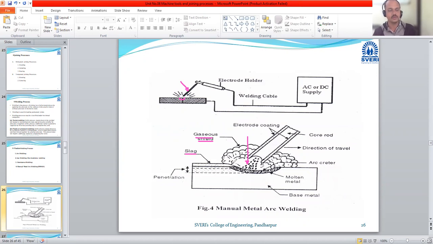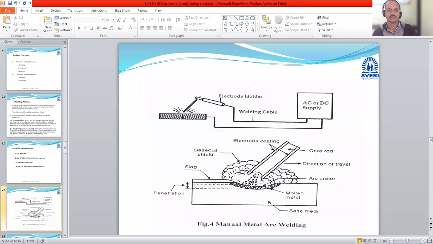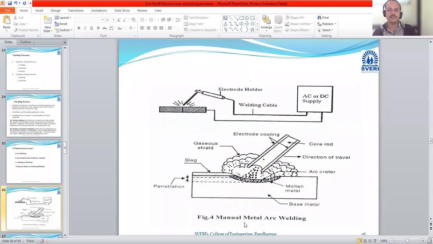Okay, now we have some videos. I will see which videos we have. So up to that, you do one thing. You write this heading, manual metal arc welding, and you draw these two diagrams.